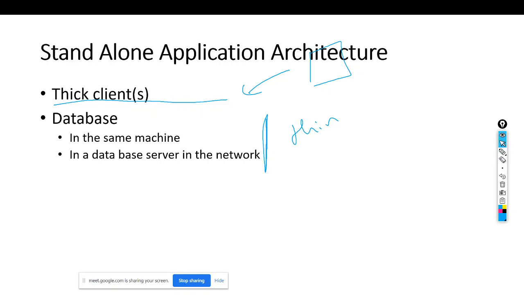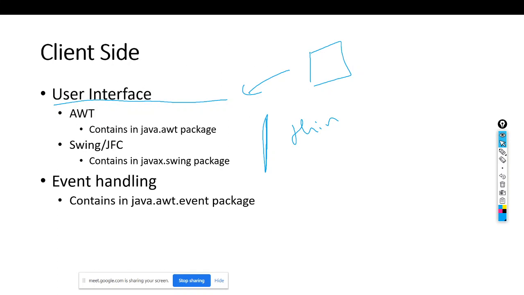I already explained those things. When it comes to the client side, there are different approaches. Either you can go for AWT, or you can go for Swing or Java Foundation Classes. Of course there's a third approach as well, JavaFX, which we are not going to cover in this session. We are also going to handle client-side events, because the application must respond to different events, like a click on the submit button, a click on the close button, mouse movements, etc.